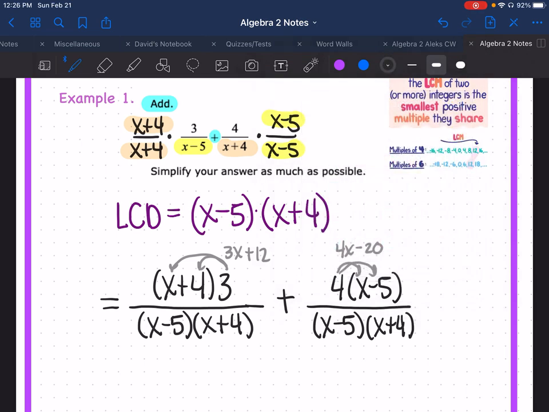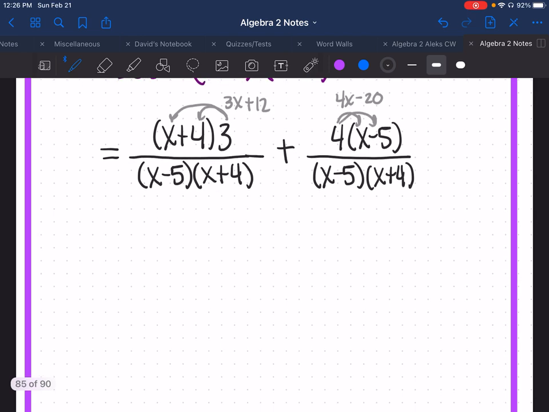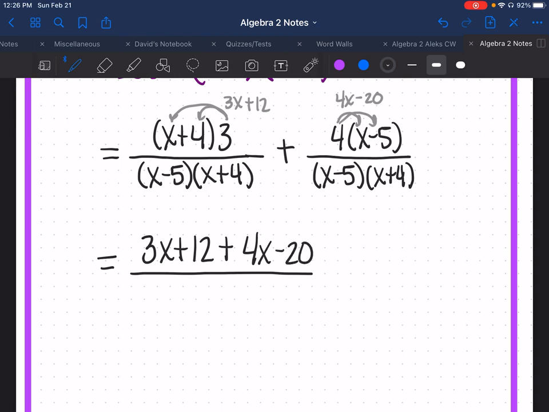I am adding, so nothing's going to really change in my numerator. So I'm going to have 3x plus 12 plus 4x minus 20. I don't have to worry about distributing this because a positive and a positive is going to stay a positive, and a positive and a negative is going to stay a negative. So this is going to stay what it is. It only changes when I have my subtraction. Let me copy down my common denominator. There we go. Now, I have to look at my numerator before I say I'm completely done.